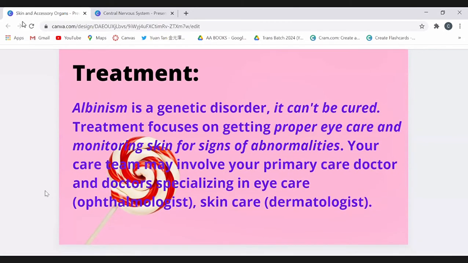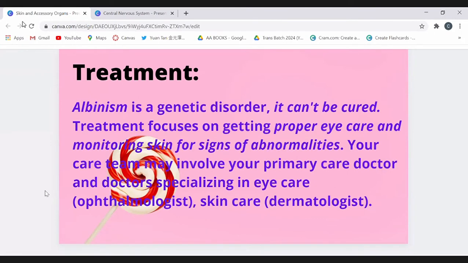Treatment. So treatment, since albinism is a genetic disorder, it cannot be cured. So treatment focuses on getting proper eye care and monitoring skin for signs of abnormalities. Your care team may involve your primary care doctor and doctors specializing in the eye, the ophthalmologist, and the dermatologist for the skin care.